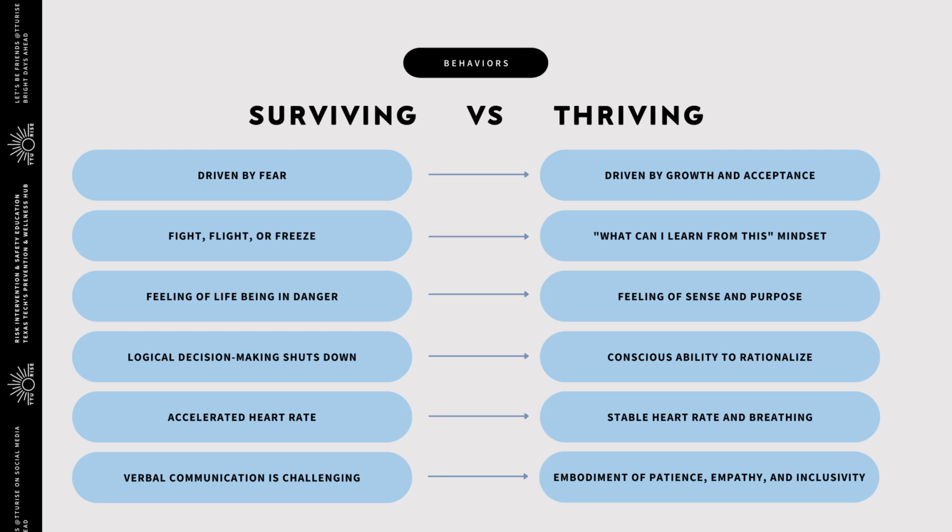Thriving is going to be driven by growth and acceptance. You can say, what can I learn from this? There's that growth mindset coming into play. You have a sense of purpose and safety and security in a situation, right? There's a conscious ability to rationalize. So you are able to logically think through decisions, think through outcomes, think through different scenarios, and then choose the best route for you based on the information you've been given. You'll have a stable heart rate and breathing, and you have the ability to embody patience, empathy, and inclusivity for yourself and for other people.